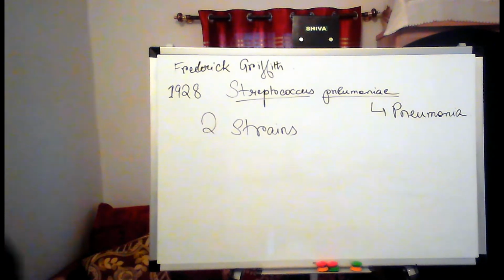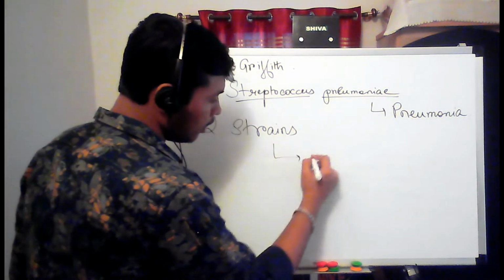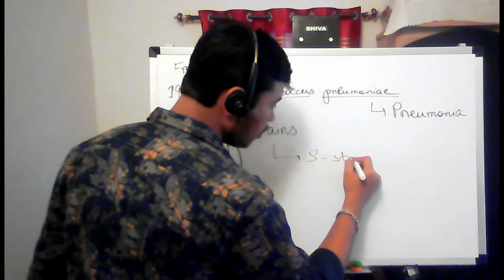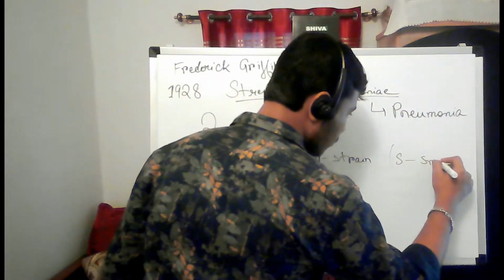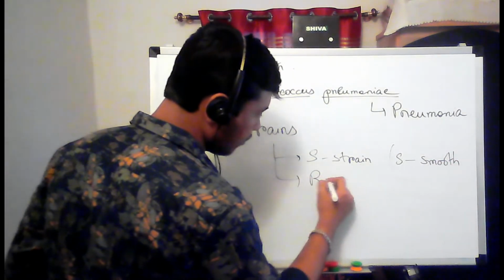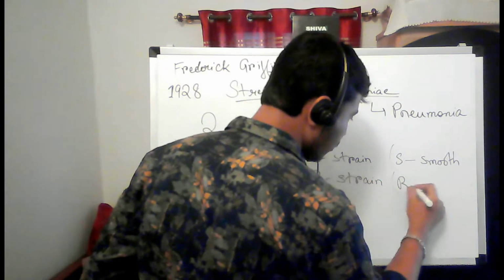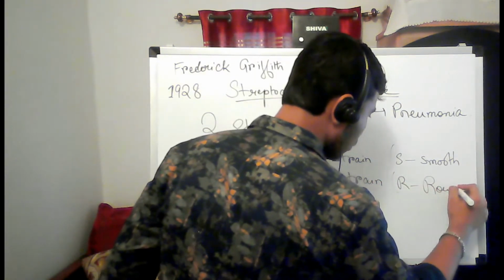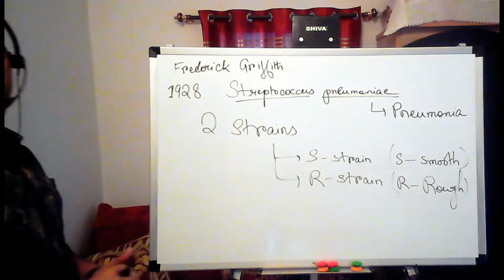I have erased my board, and he took two strains. One strain was the S strain or the smooth strain. S stands for smooth. And the other one was the R strain. R stands for rough. Now why smooth and rough? Based on what were the differences?